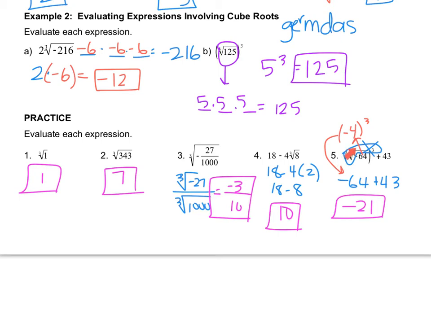And for this one, you see I recognize that the cube root and the cube are inverses, so I just crossed them out, and it left me with negative 64. You could have also done the cube root of negative 64, gotten negative 4, then raised that to the third power. It would bring you back to negative 64. So either way, doesn't matter. It just shortcuts a little if you notice that. And then when I added them, I got negative 21.